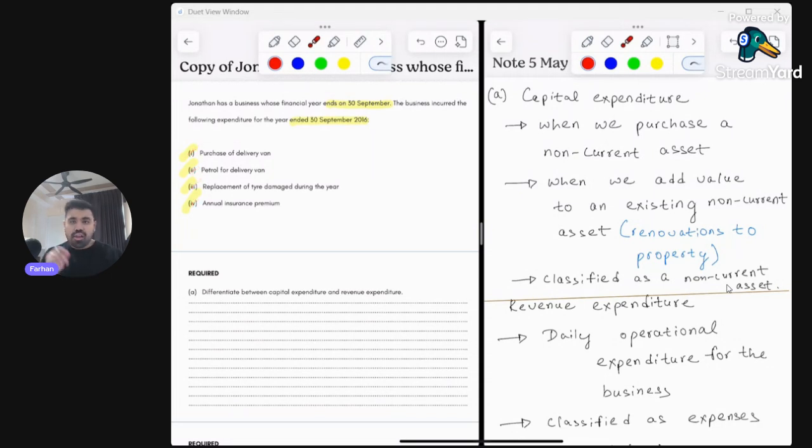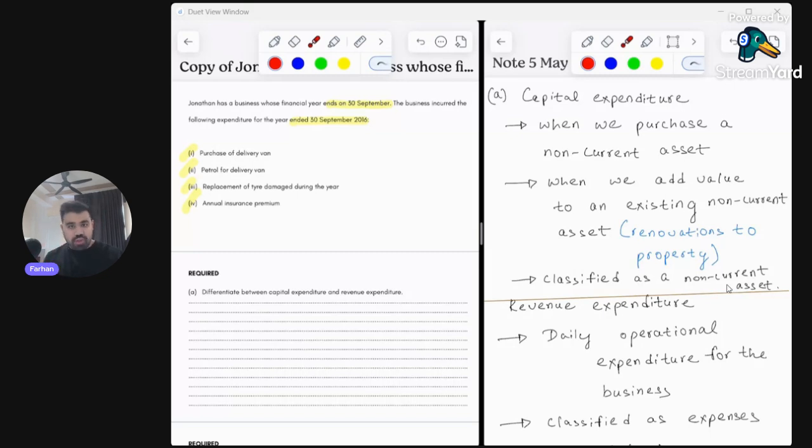Before we could do that, let's first understand the difference between capital expenditure and revenue expenditure. Capital expenditure is when we buy a non-current asset or when we add value to an existing non-current asset. This could be, for instance, renovations which you do to a property which increases the property value. Also, capital expenditures are what we classify as non-current assets and are reported in the statement of financial position, also known as the balance sheet.